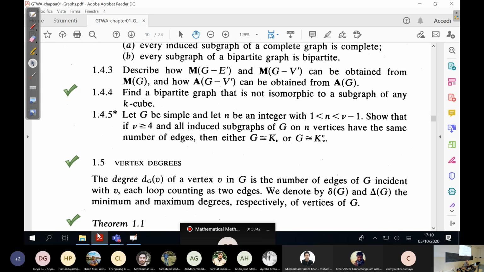This is one. Find a bipartite graph that is not isomorphic to a subgraph of any K-cube. Something that puzzled a friend here. How can we prove that something will not be a subgraph of any K-cube? Not only the 1, 2, 3, 4 cube, but the 1,000 cube, the 1 million cube. Well, it is possible, as I will show you.